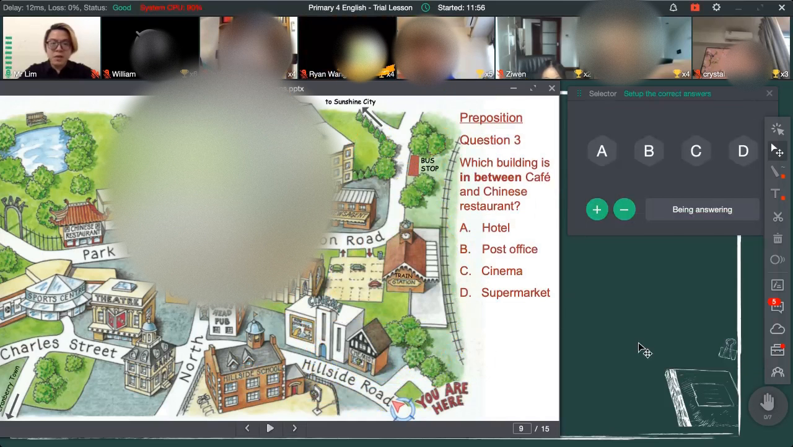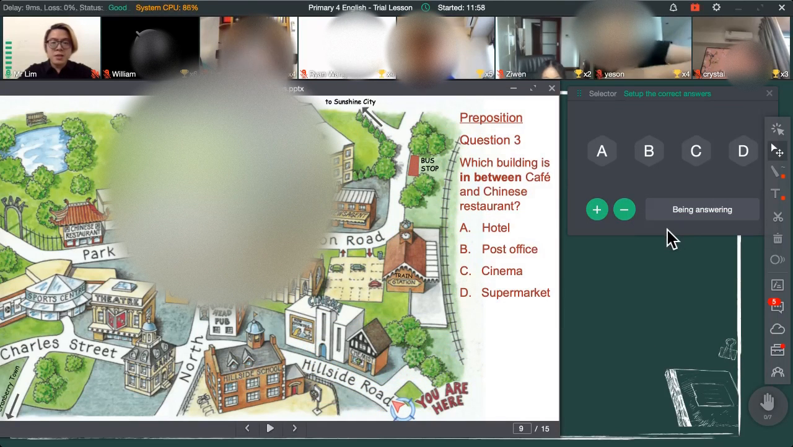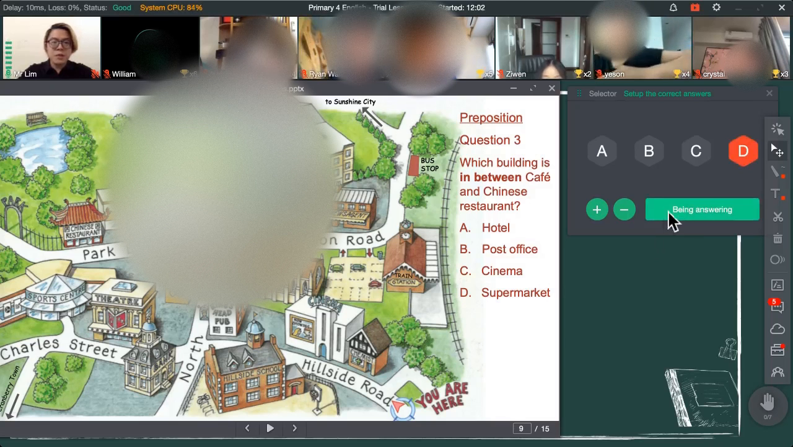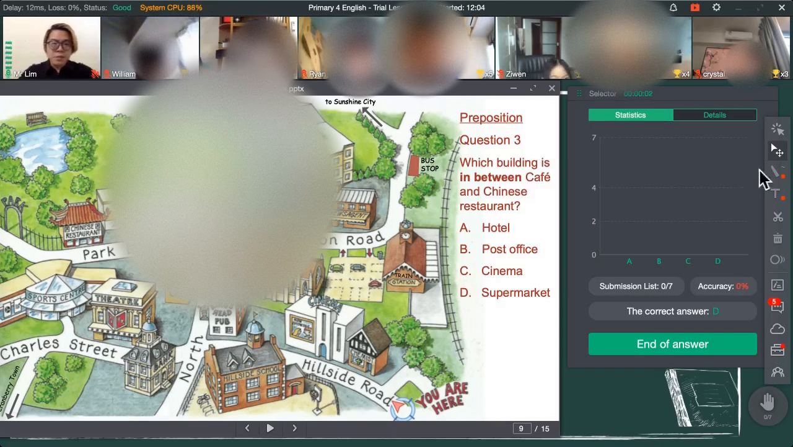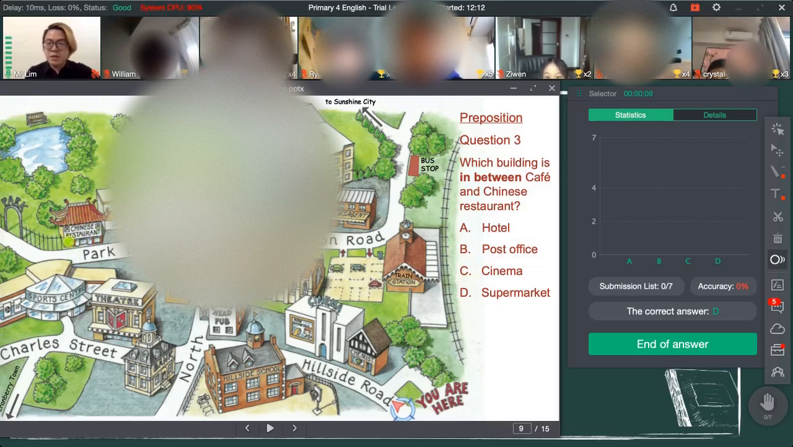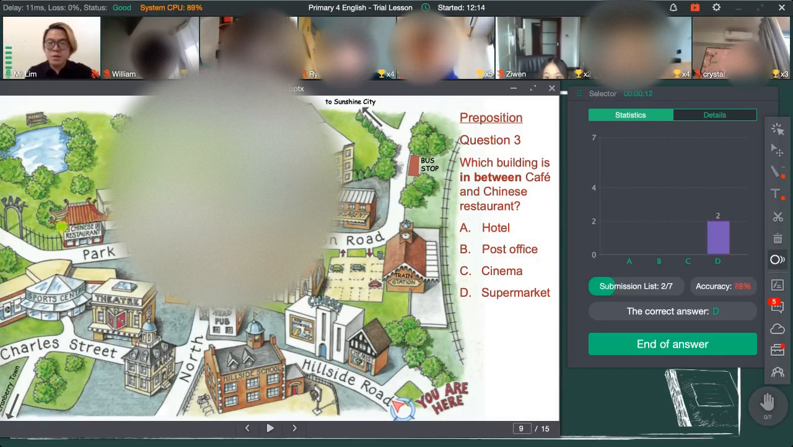We have a question three here. Which building is in between the cafe and the Chinese restaurant? Okay, let me point to you. Where is the Chinese restaurant? It's here. Okay. I'm not going to show you the cafe, so you're going to try to spot the cafe on your own. This is probably going to be pretty simple.